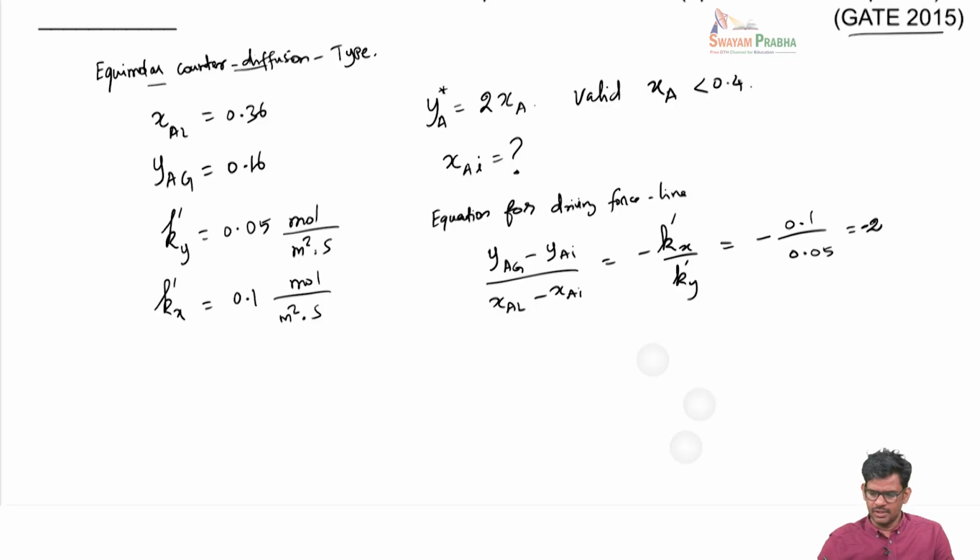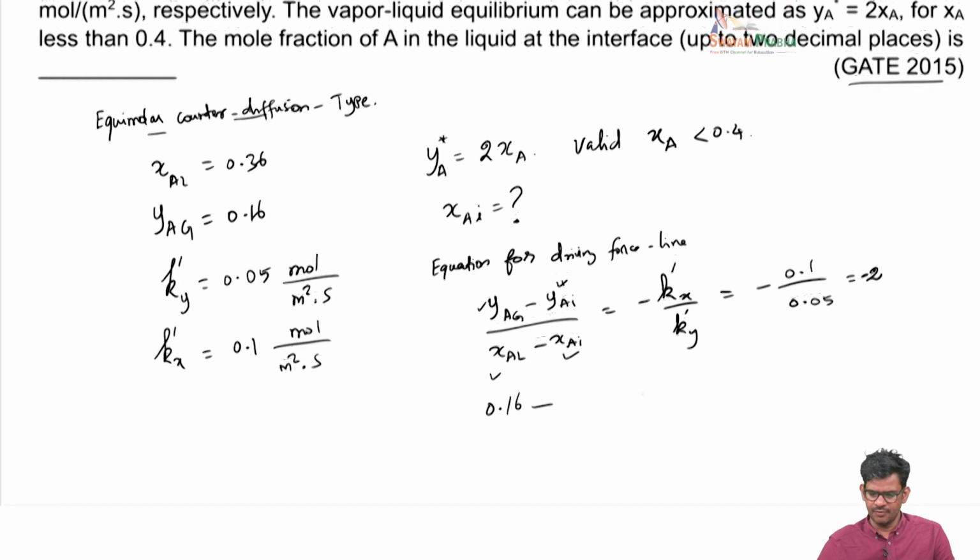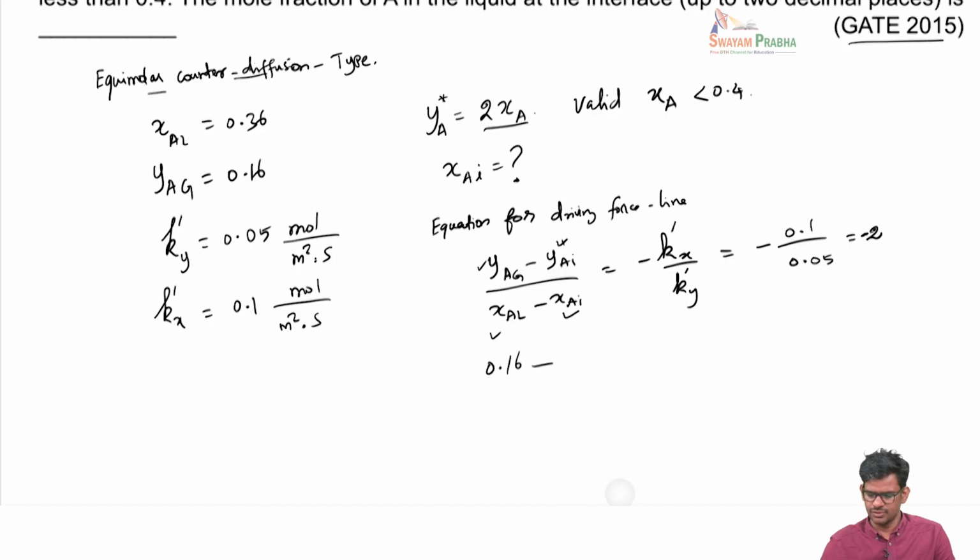So what we can do, we know this, we want to calculate this, we don't know this, but we can use the equilibrium relationship to replace that. So YAG is 0.16 minus YAI, I'm going to use this relation, which is 2 times XAI, over XAL, which is 0.36, minus XAI, which is unknown. This must be equal to minus 2.